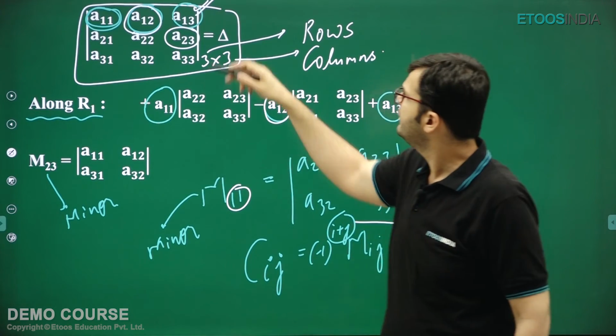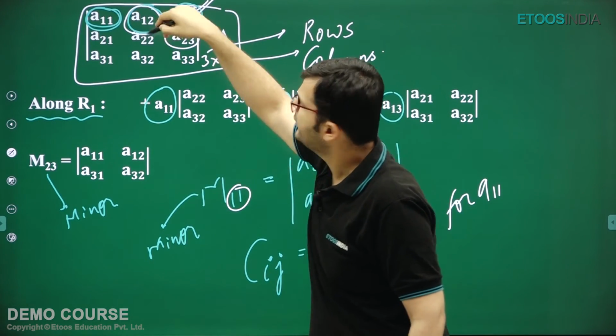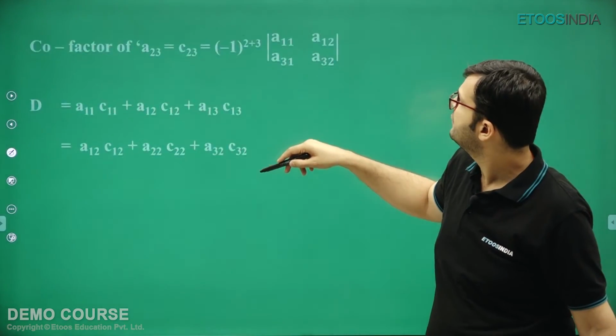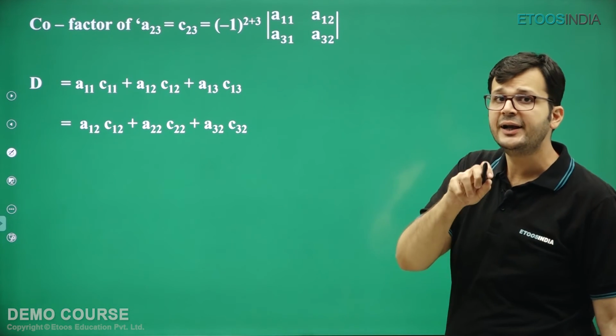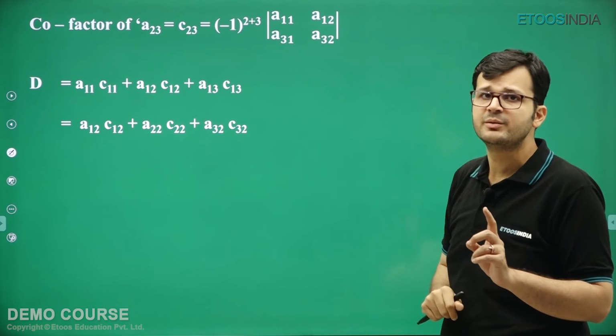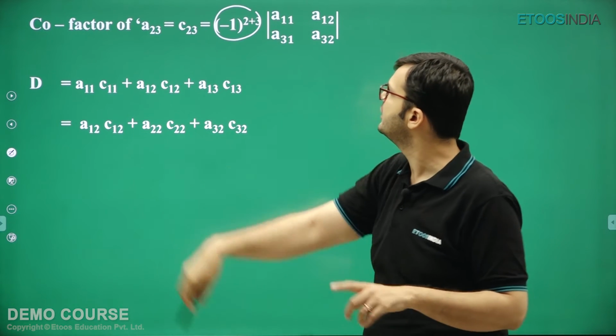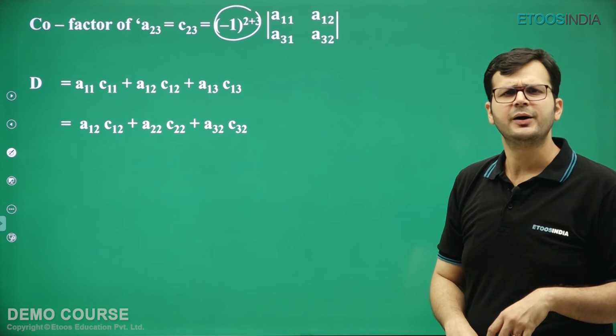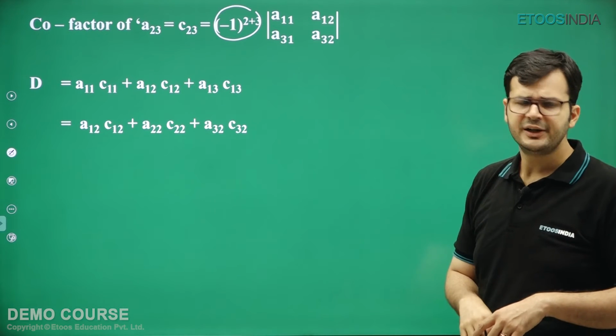How to find the cofactor? Delete the column and row. 1 1 1 2 3 1 3 2. You can see 1 1 1 2 3 1 3 2, and this is the minor. This 2 by 2 determinant is the minor. How to find the cofactor? Just multiply this quantity by minus 1 to the power 2 plus 3. I think you can definitely deal with it.